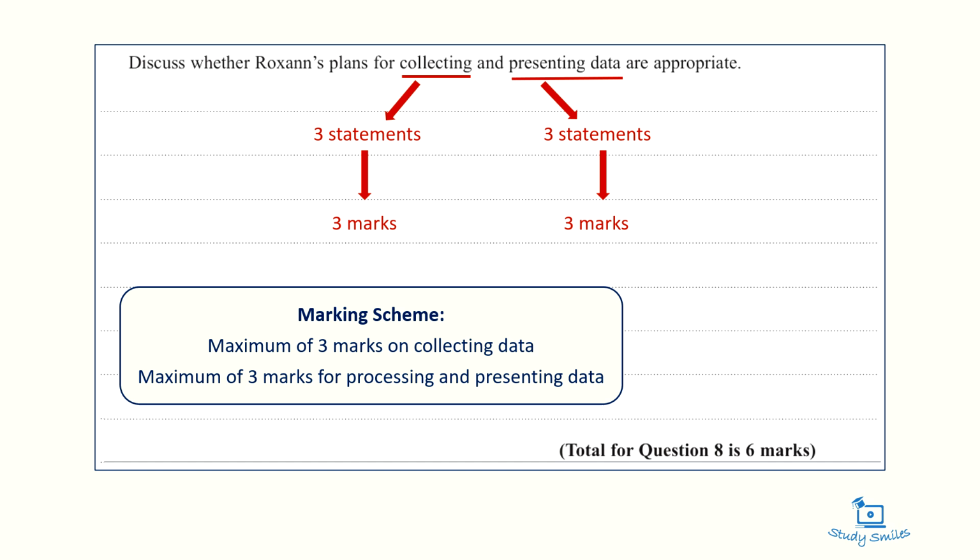In fact, the marking scheme actually stated that there is a maximum of 3 marks on collecting data and a maximum of 3 marks available for processing and presenting data. So if you did happen to make 4 good points on collecting data, you could only get credit for 3 of them.